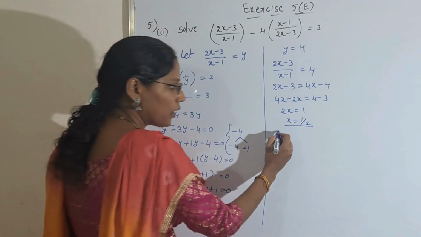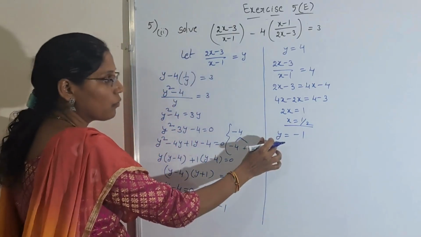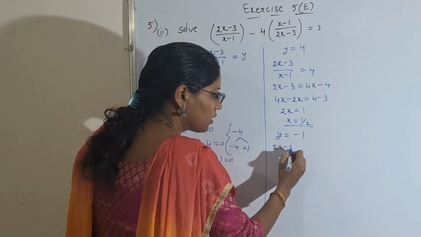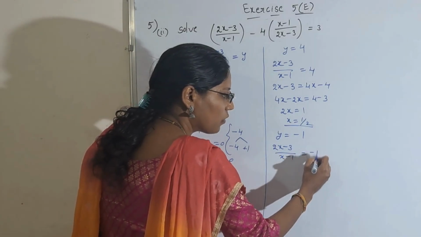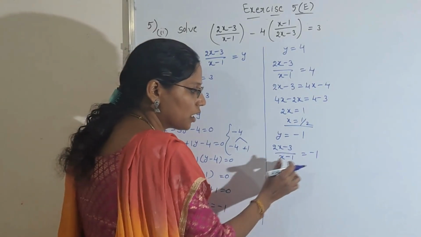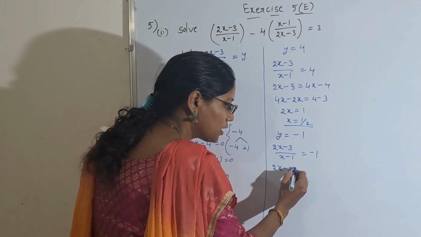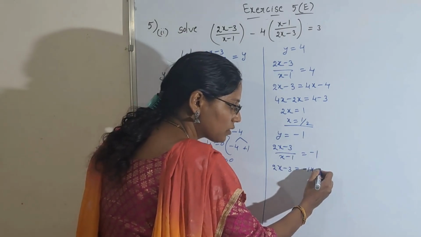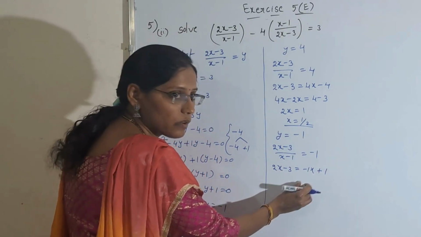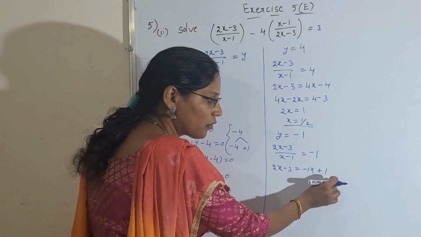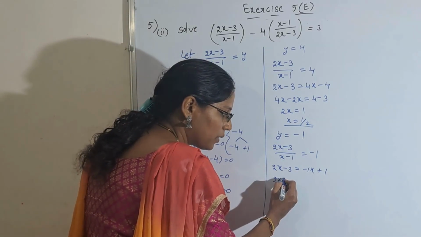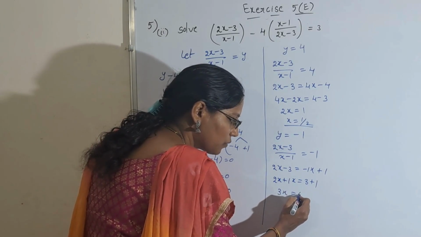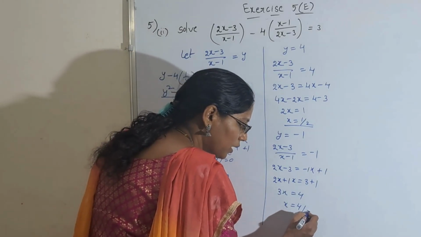Next, the second one, y is equal to minus 1. In the y place we should write (2x minus 3) by (x minus 1). (2x minus 3) by (x minus 1) equal to minus 1. Cross multiplication. Here 2x minus 3 is equal to minus 1 into x minus 1 into x, minus into minus plus 1 into 1, 1. Here minus 1x we have to shift to the left side, minus 3 we have to send to the right side. 2x plus 1x equal to 3 plus 1. Here 3x is equal to 4, x is equal to 4 by 3.